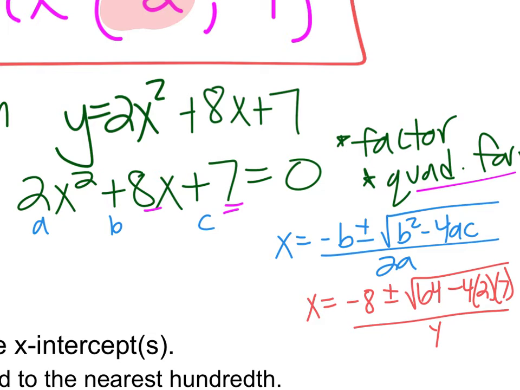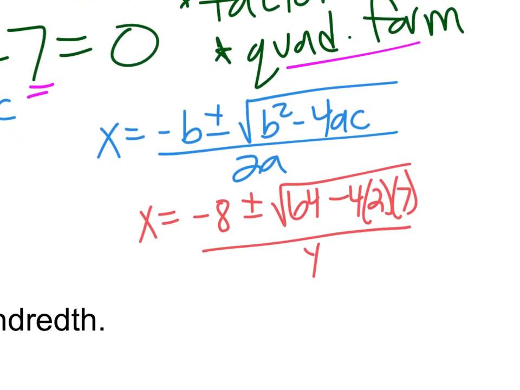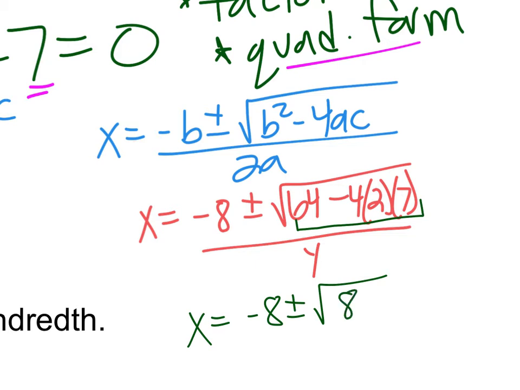And then from here, I would go one step further with my simplifying, and then I'd get my calculator out. So for simplifying here, I'd say x equals negative 8 plus or minus the square root. And then if you just type in 64 minus 4 times 2 times 7 on your calculator, that is 8, all over 4. And then at this point, 8's not a perfect square. And when we graph, it's easiest to graph if we have some decimals instead of square roots.